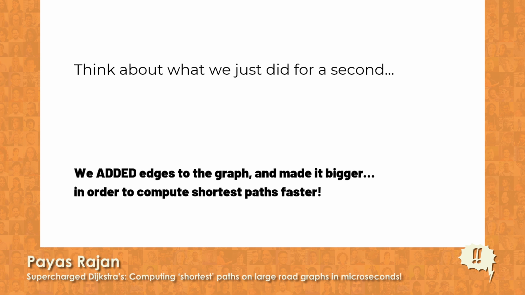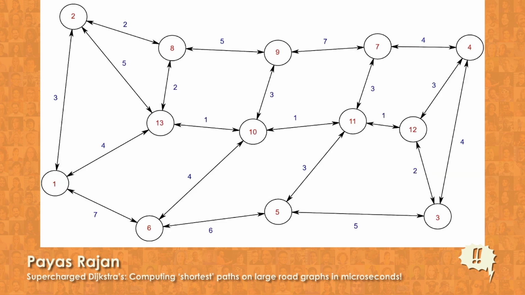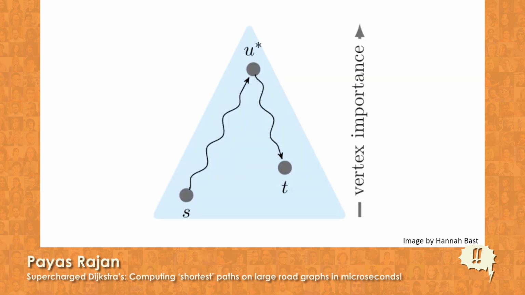Now, think about what we just did for a second. We added edges to the graph and we made it bigger in order to compute the shortest path faster, right? Now, going back to the running example that we have been taking, the red numbers are the ranks of the vertices, or the order in which we contract them. If I run the contraction algorithm on this graph, we have to add 2 shortcuts, one from 11 to 13 and another one from 12 to 13.